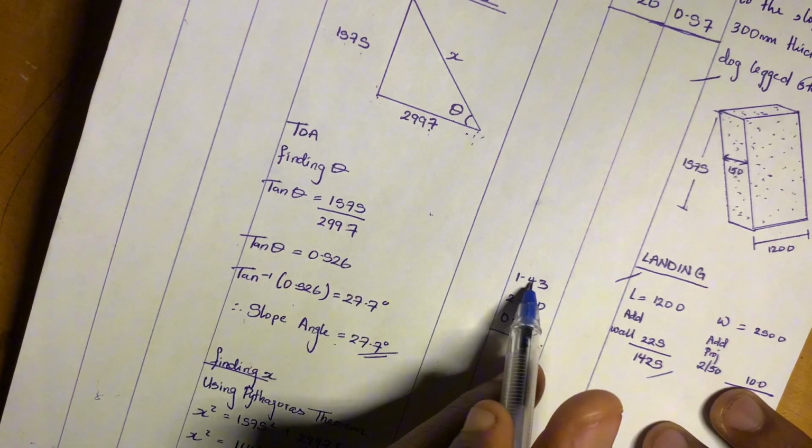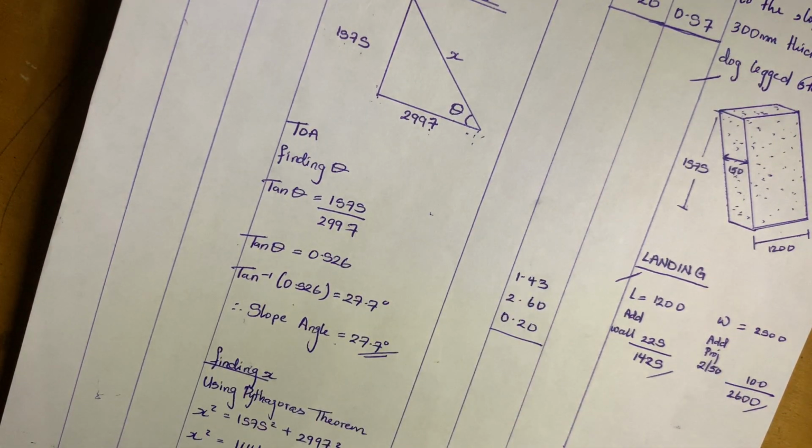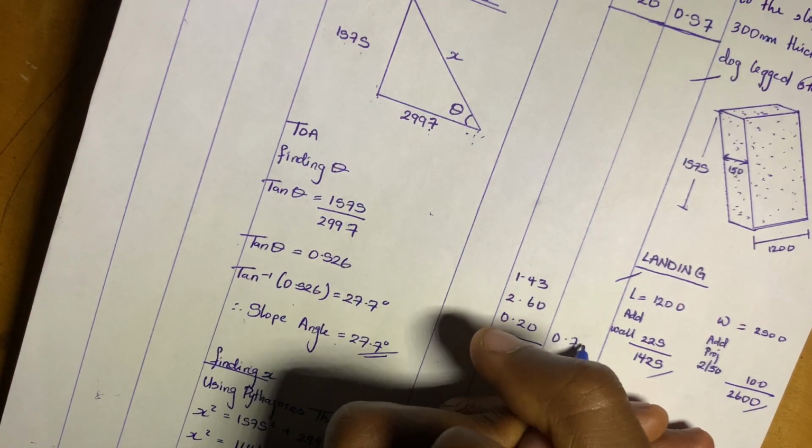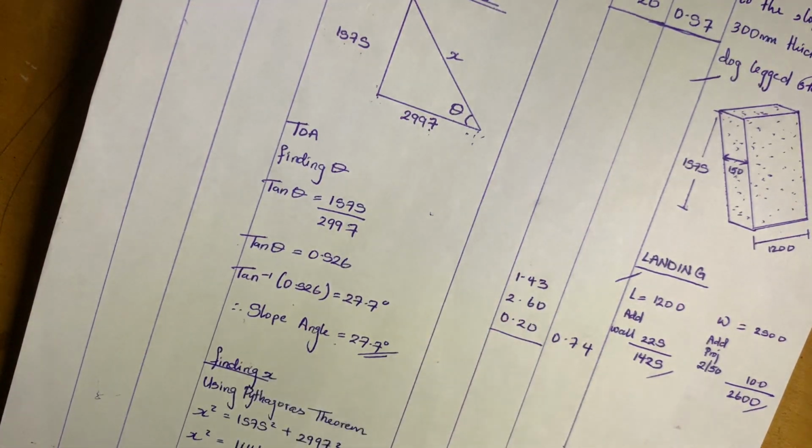So now multiply these three parameters and see what will be the volume of concrete you are going to be needing for your what? Landing. 1.43 times 2.60 times 0.20. That will give me what? 0.74.